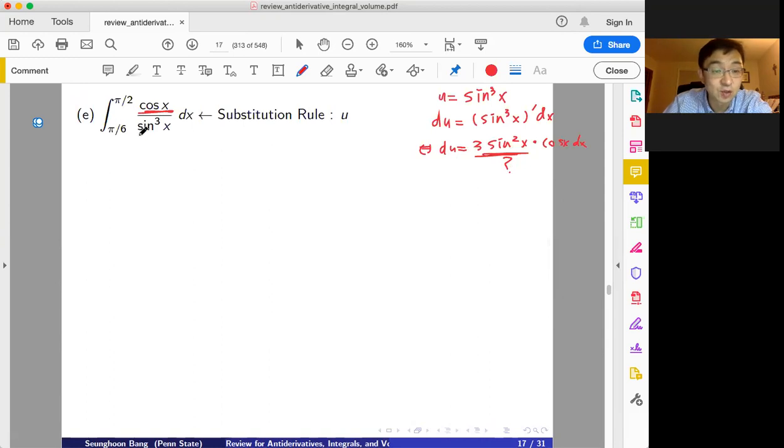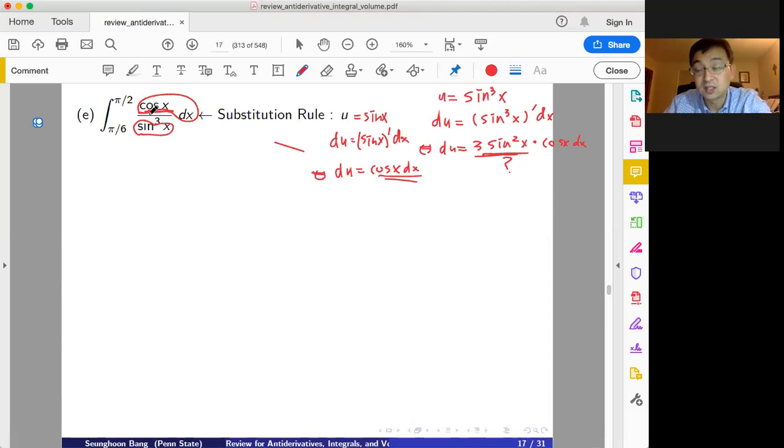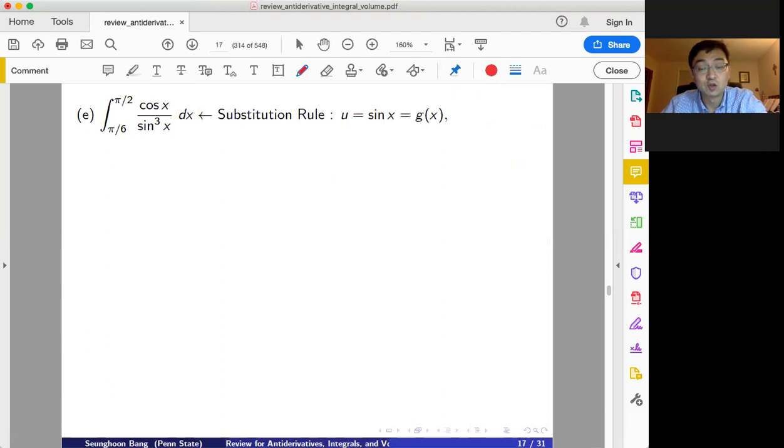In this case, only use the inner function sine. What is u? U equals only the inner function sine x, which is better. Why? What is du? Du equals the derivative of sine of x dx, which is cosine x dx. Yes, we have cosine x dx in the integrand. This is a good choice. So we have u equals sine x, and du is cosine x dx.